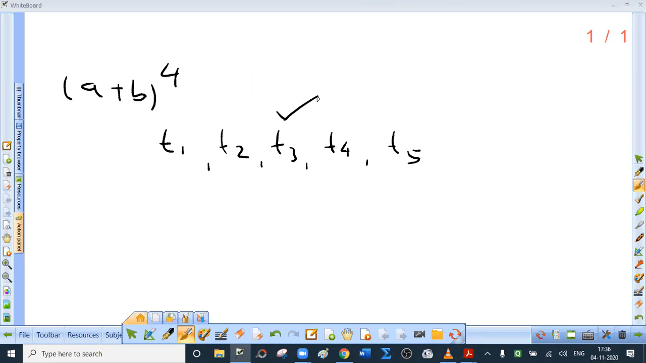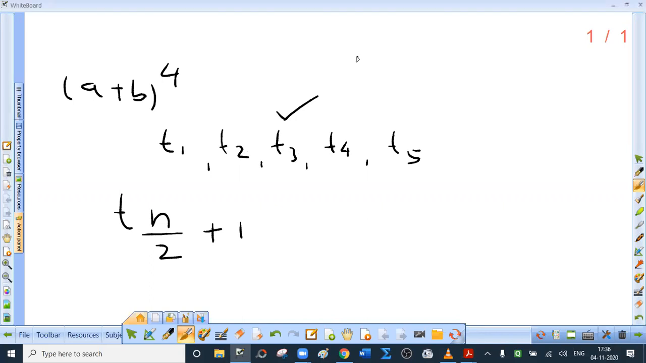Now can I write that in terms of index 4? Yes, I can. I can say that it is T(n/2 + 1). Yes, n equal to 4. 4 by 2 is 2. So 2 plus 1, T3. So the conclusion is, if the index is even, then the number of terms is odd, because the number of terms is always one more than the index. So here there is only one middle term in the expansion. See, two terms are before this and two terms are after this.